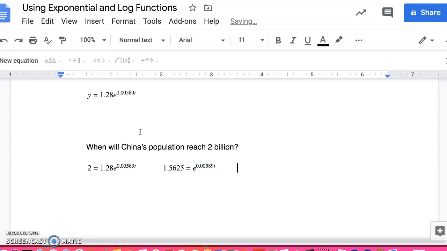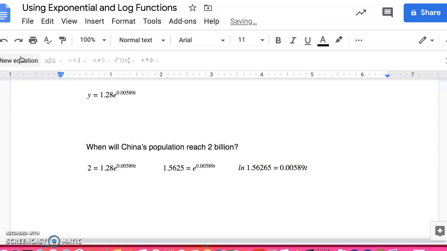Next step after you divide is to natural log both sides to get rid of the e. So this becomes natural log of 1.5625. And then on this side, the e goes away. Right? E and natural log cancel out. And so you just get your exponent back. Okay.